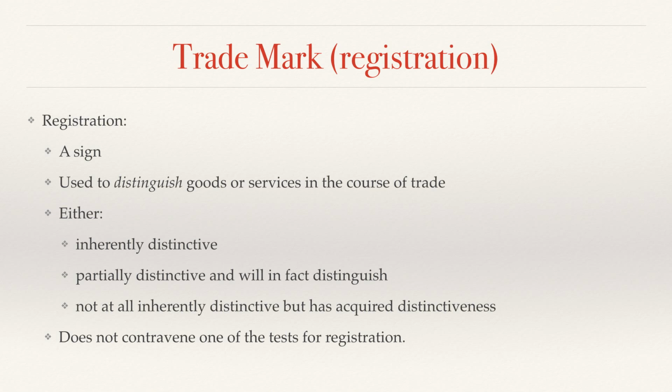It's a sign that's used to distinguish goods or services. So you need to be able to explain whether that sign has been used in a way that is designed to distinguish a trader's goods from another trader's goods or services. And registrability requires you to show either that the sign is inherently distinctive, that's a unique sign that is capable, as a matter of course, of distinguishing goods or services, or that it's partially distinctive but not quite enough, but is likely to become distinctive in the future, or alternatively that it's not distinctive at all, but it's been used to such an extent in the past that it does in fact distinguish in the market. That's called acquired distinctiveness.